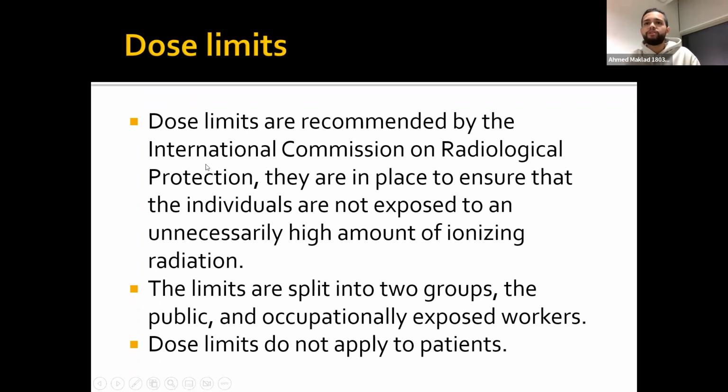All right, those limits are recommended by the International Commission on Radiological Protection. This is the second guideline that we mentioned before, all right? They have cutoff points. They have suggestions and recommendations for X-ray machine and CT machine settings that you can use to decrease the dose that the patient and that you are also receiving, all right? These are split into 2 groups, the public and the occupationally exposed workers. Those limits do not apply to patients.